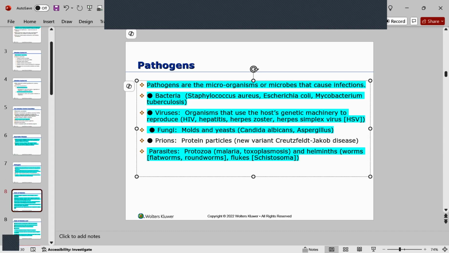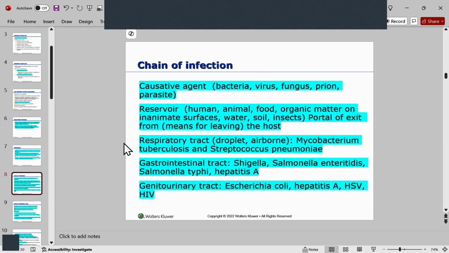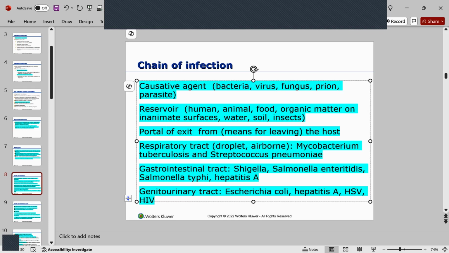Okay. All right. So what is the chain of infection? So the chain of infection requires all of these things that I'm about to go over in order for you to become ill. So first, there's got to be a causative agent, a pathogen, bacteria, virus, whatever. And that causative agent has to be living somewhere in a reservoir, like it could be another human being, it could be an animal, food, organic matter on inanimate surfaces, water, soil, insects. Okay. Then there's got to be a portal of exit. So how does it get out of that reservoir?